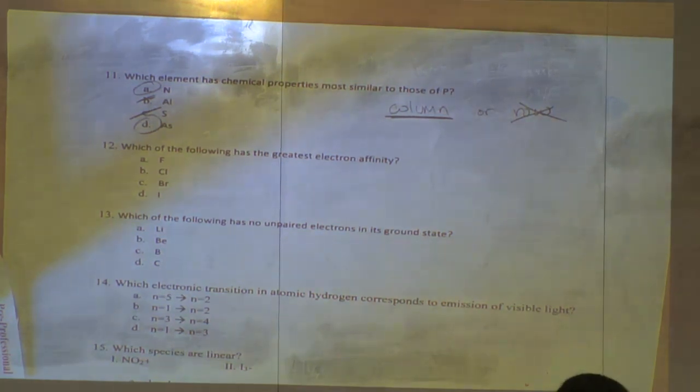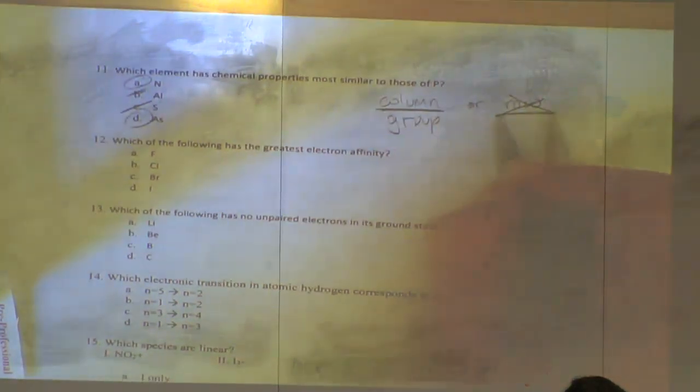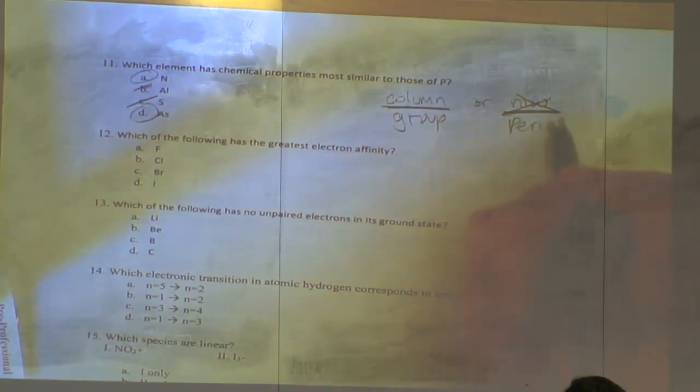What's another word for column? Period. Is it period? There we go, yeah. So column goes with group, and then row goes with period. For some reason, period means row. But yeah. All right, any questions about that one? So just try to remember that concept.